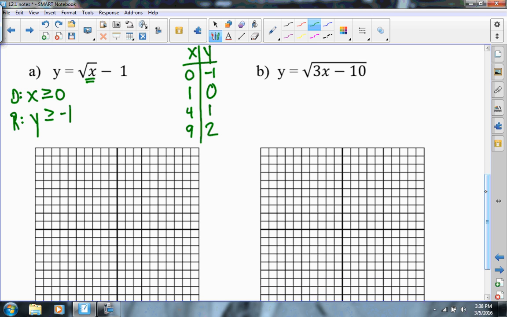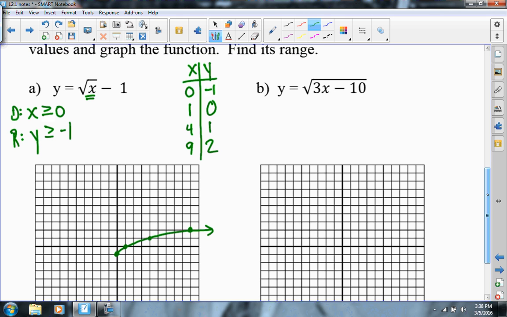So now those will be the values that I'm going to plot. I'm going to start at (0, -1), and then (1, 0), and then (4, 1), and then (9, 2). So here's my square root function. It looks kind of like a little curve. It's kind of like half of a parabola that's laying on its side. And actually, if you want to graph a parabola that does open on its side, this is what you're graphing. You're graphing two square root functions. But you'll talk more about that when you get to Algebra 2.